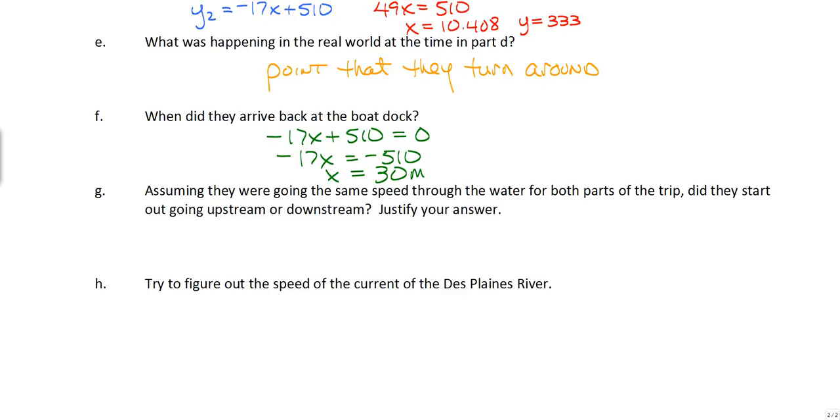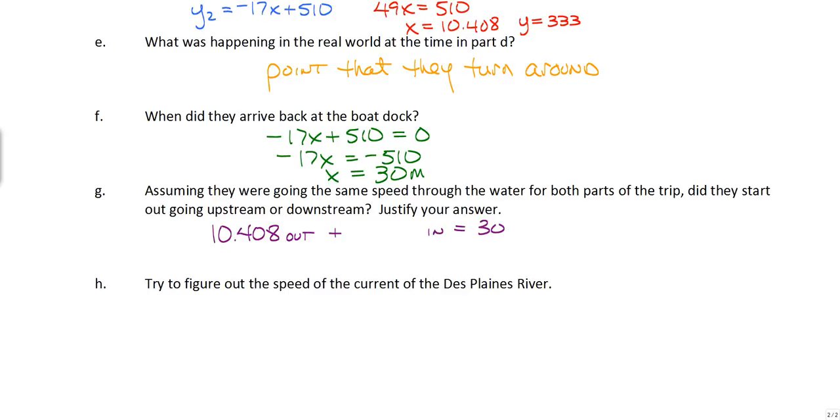So assuming they were going the same speed through the water for both parts of the trip, did they start going upstream or downstream? Now their speed is how fast they're paddling. Okay, so justify your answer. Well, let's think about this. How long did it take them to go out and turn around? It took them 10.408 minutes to be exact going out, but it took them a total of 30 minutes to do the whole trip.